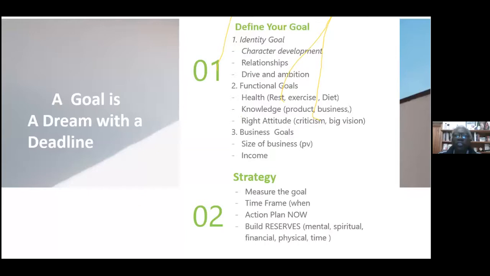Then the next functional goal is knowledge. You see, if you're going to be effective as a distributor, you need to have knowledge about how this business is built. Because some of the people you sponsor are going to ask you questions. How do you do this? How do you prospect a person? What do you say when somebody says they don't have money? What do you say when somebody says they are too busy? So you need to have knowledge on how the business is built.